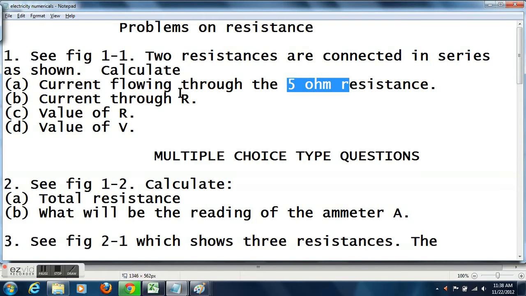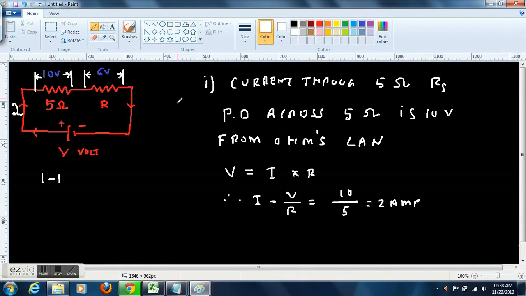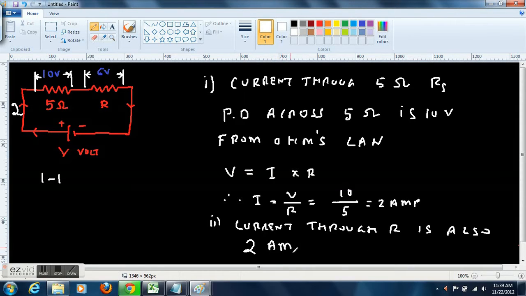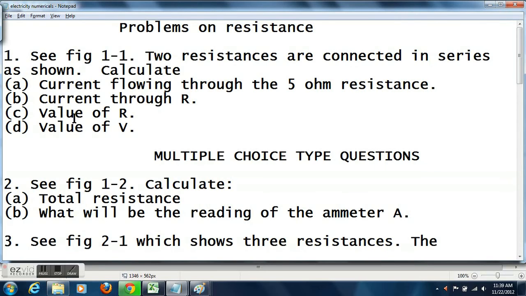Okay. What is the current flowing through R? Now see, the resistance R and 5 ohm, they are in series. That means same amount of current will flow through R also. That means current flowing through R will be 2 ampere. Current through R is also 2 ampere as it is in series. When they are in series, same current will flow through all the resistances.